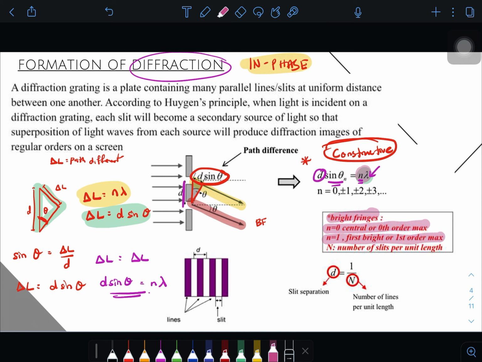Kalau dia bagi N besar, this one is very important one. N besar ialah number of slit per unit length. So N besar dia ialah 1 over D. So kalau soalan mention 800 lines per meter, so ini ialah N besar, sebab N besar ialah number of slit per unit length. Untuk dapatkan D, it always 1 over N.